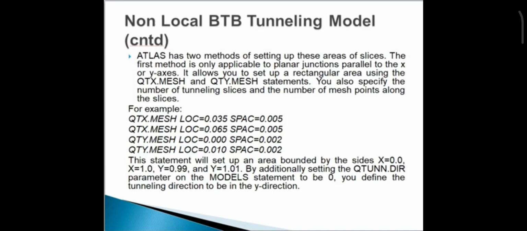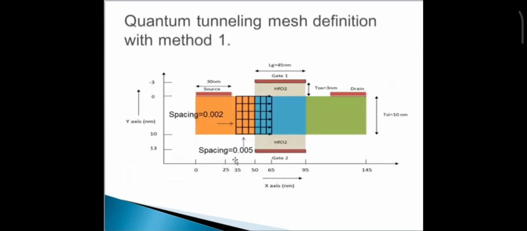the tunneling mesh. Next in the figure, you can observe this quantum tunneling meshing region from 35 nanometer to 65 nanometer with 5 nanometer spacing. You can note that from 35 nanometer to 65 nanometer in the x direction, the spacing is 5 nanometer, and in the y direction, from 0 to 10 nanometer, the spacing is 2 nanometer, so that the total lines are 6 in the y direction.